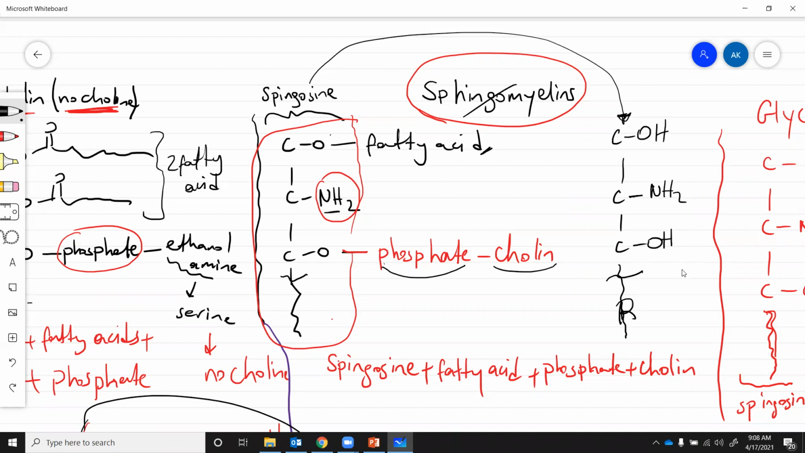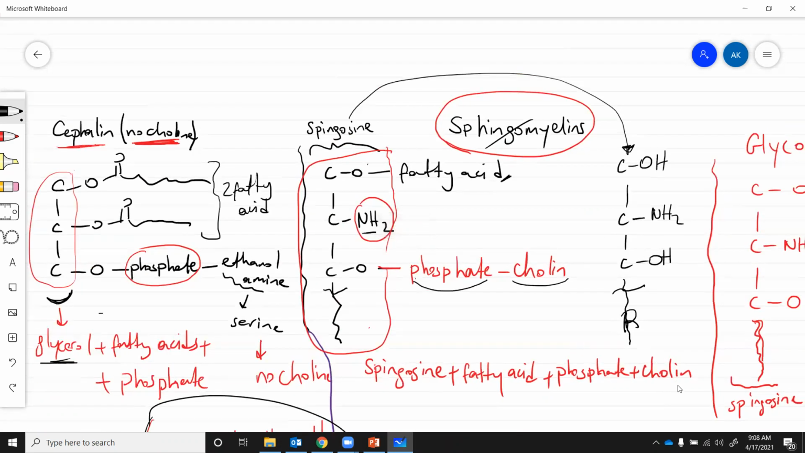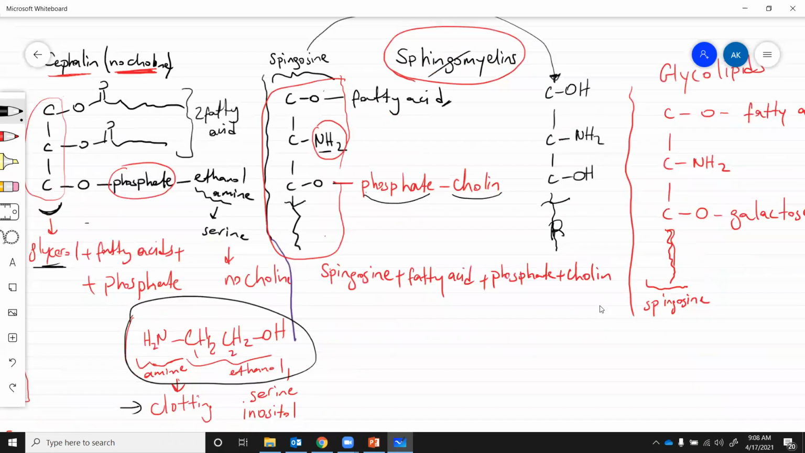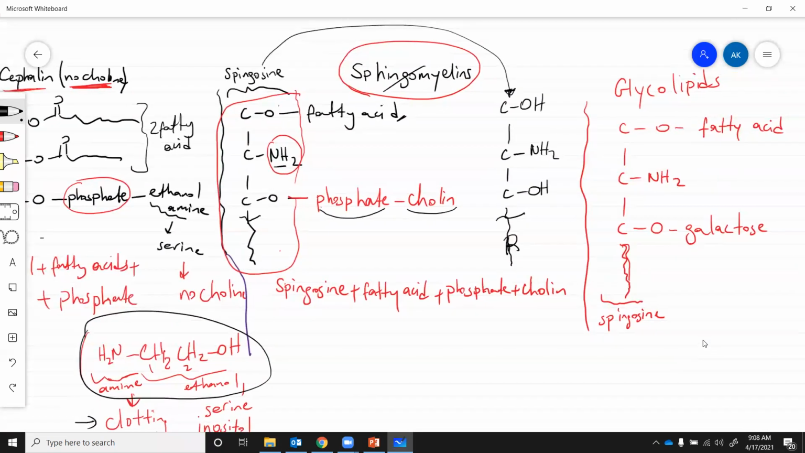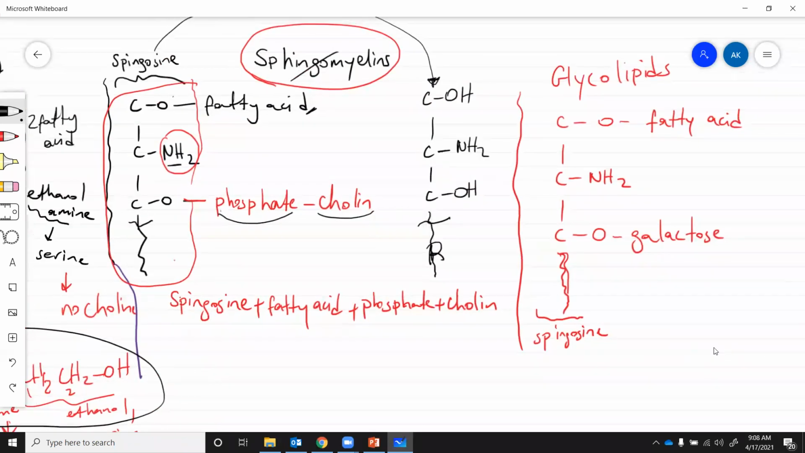Everybody's good? Okay, so now what about the glycolipids? And again, the name is kind of telling you, right? Glyco. So you're still going to have your sphingosine. The backbone is still different, as you can see. It's not glycerol, this is sphingosine. Then you're going to have your fatty acids in the first one, NH2, and the last one, this OH is going to attach to a galactose.